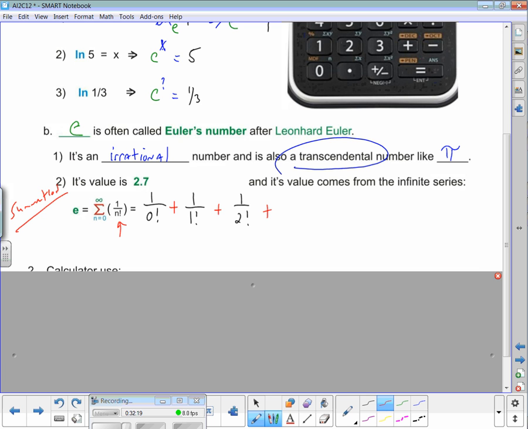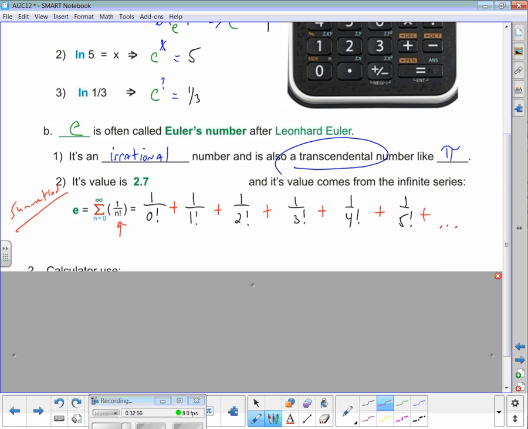Take your red plus, now it's 1 over 3 factorial. Let's see how far I want to go. Take your red plus, and then it's 1 over 4 factorial. Hopefully you're not squeezing these in real tight, because you can see I'm not. And we'll go one more, plus 1 over 5 factorial. And we'll go plus dot, dot, dot. Right, it goes on forever. It's an infinite series. And sigma says add them all up.